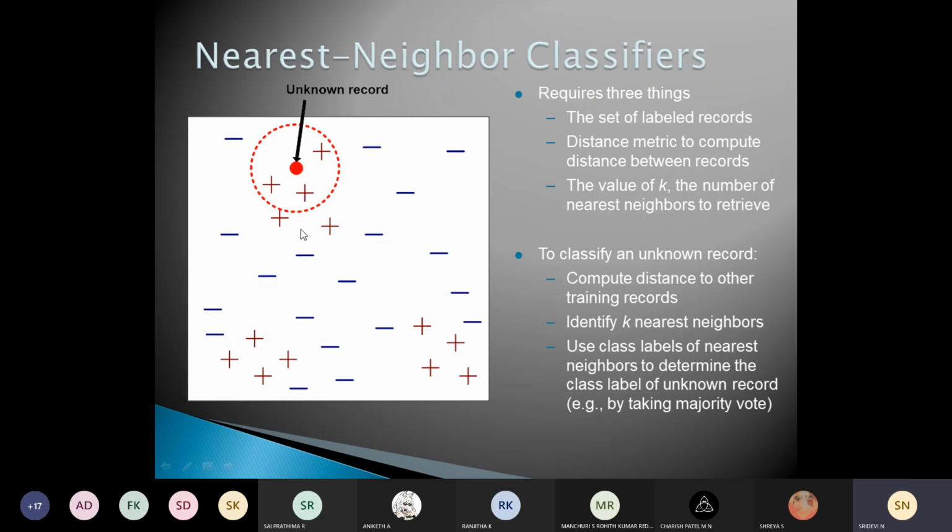To classify this unknown record, we have to compute the distance to other training records and identify the k nearest neighbors; the k value will be given. Finally, we use the class label of these nearest neighbors to determine the class label of this unknown record. These will have their class labels. So if all are plus, then obviously this unknown record also belongs to this category. This is the majority vote that we are taking.